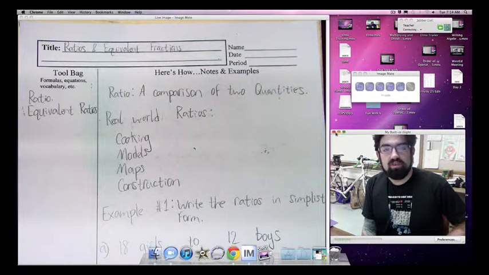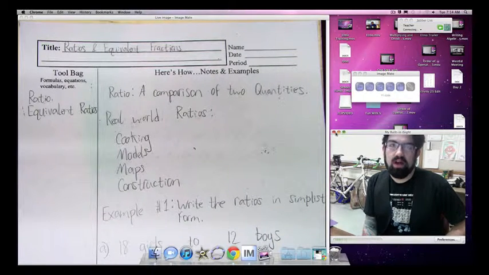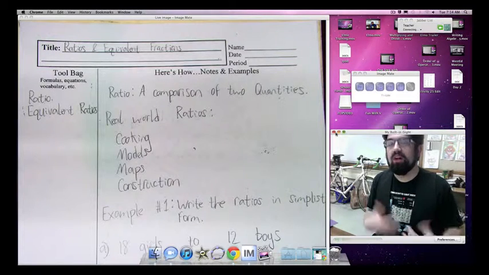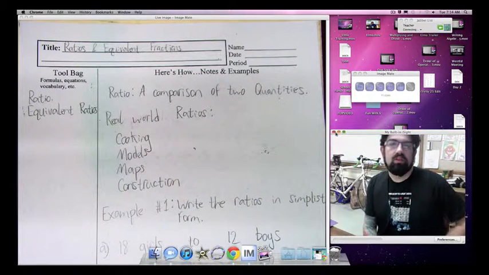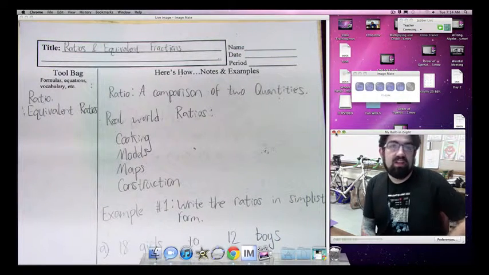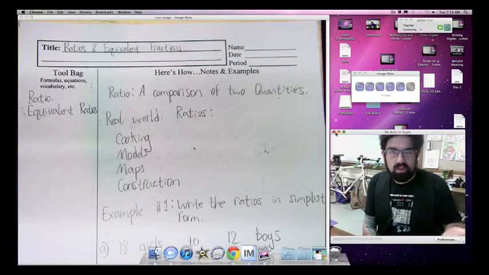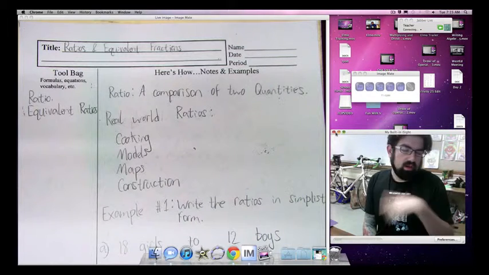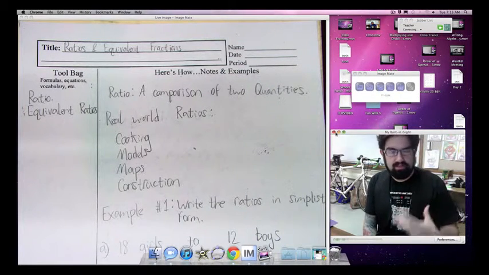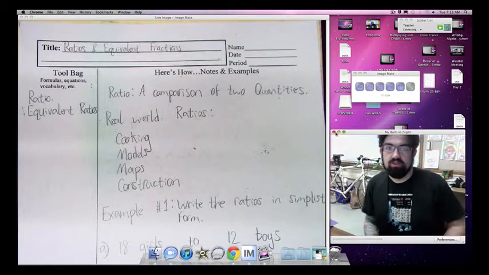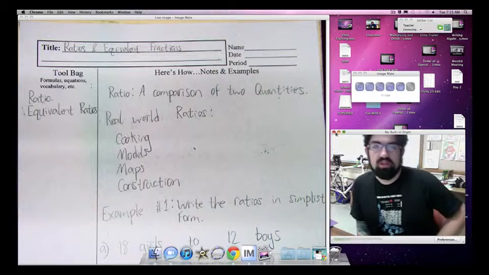Hi, this is going to be the first video of Unit 5, which is on ratios and equivalent fractions. There are a few skills that you should already know how to do from previous grades. Simplifying fractions is a big one, and knowing a little bit more about what it means for two numbers to be equal. I'm not going to dive too much into that, and I'm not going to focus too much on reducing fractions because you should know how to do that already.